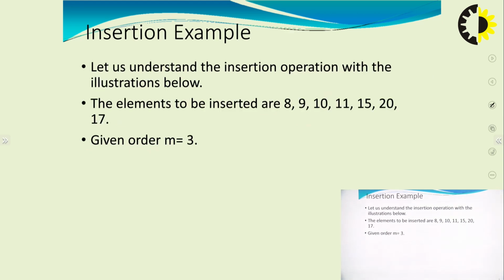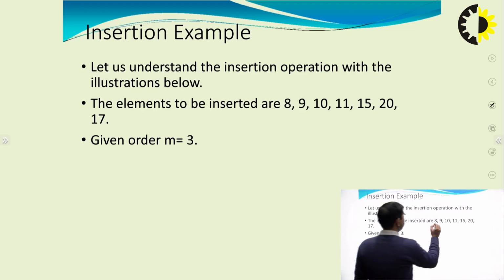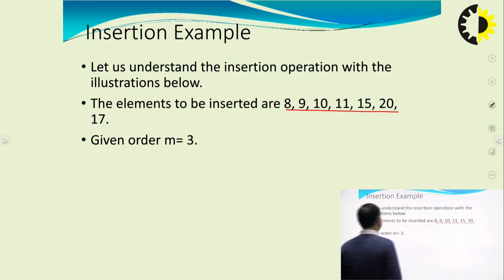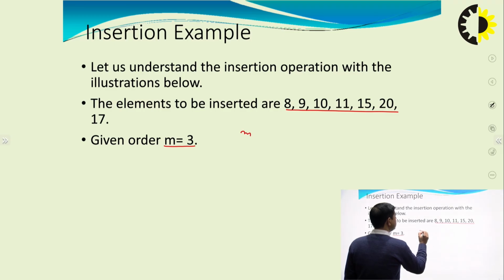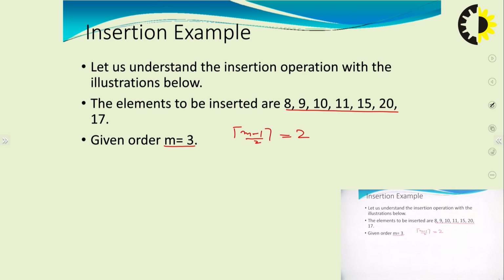Now, for example, these are the elements that we have to insert into an empty search tree, or you can say into an empty M-way search tree, where M equals 3. Now, the maximum values that can be at a node, that is M minus 1, that is 2. Now, how will insertion take place? First of all, we have to insert 8. So we have inserted 8 here.